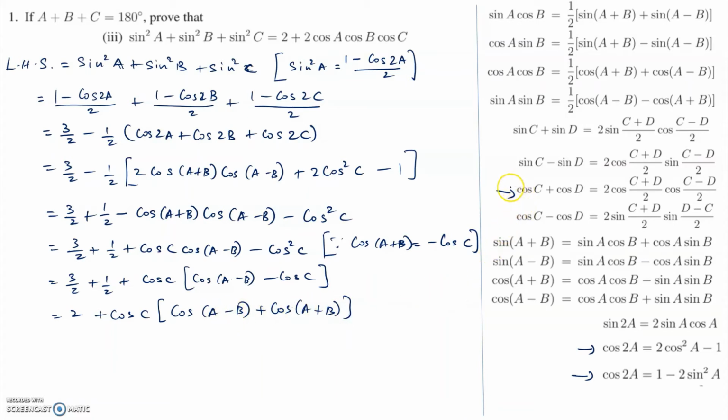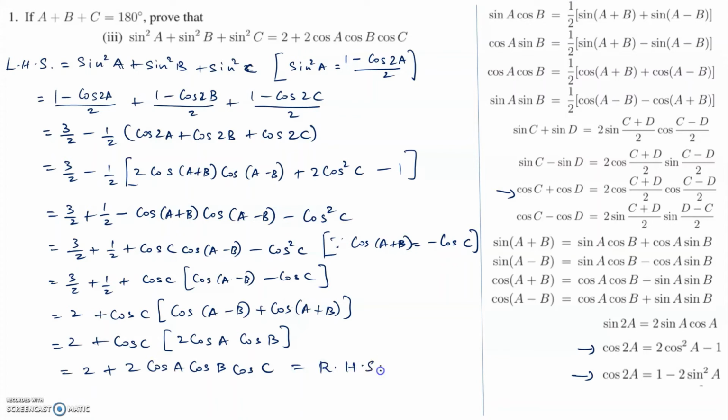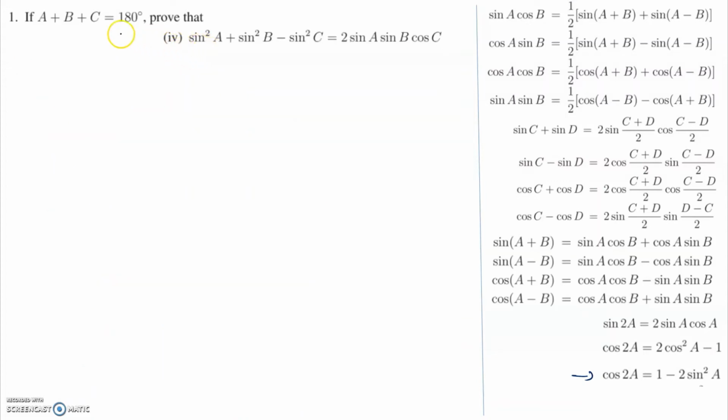Now again, using the same formula here, this becomes 2 plus cos c within the bracket, 2 times cos a cos b. So opening the bracket here will be 2 plus 2 here. Then we can rearrange this as cos a cos b cos c, which is equal to our right hand side. Part 4 of question number 1.